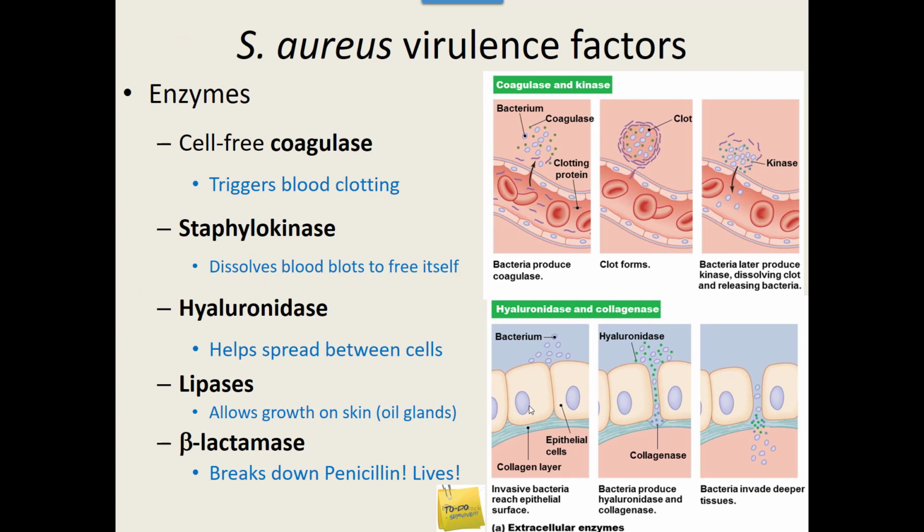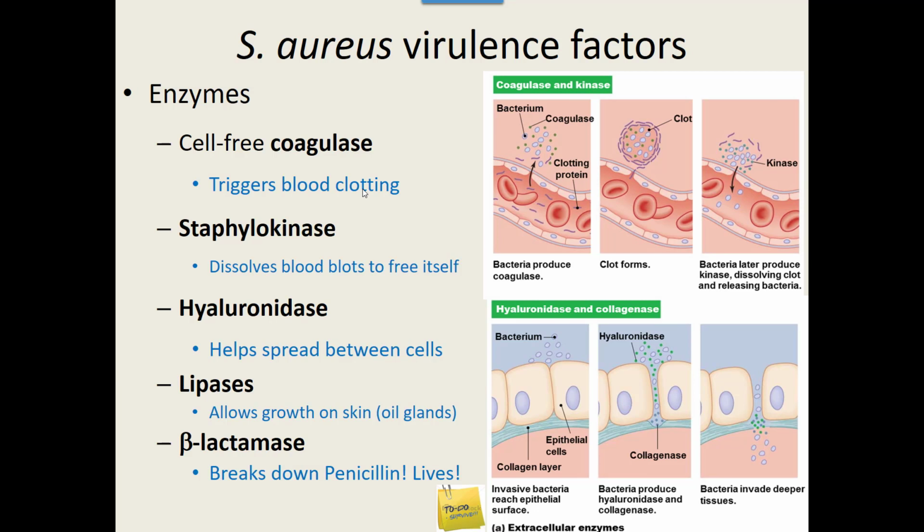It has a cell-free coagulase. So it's still a type of coagulase, same basic idea. You can still form clots for hiding. However, this can actually trigger blood clotting. Why is the blood clotting good for it? One, it can hide in some of these blood clots, but it also causes a detrimental effect to the human body, which allows the bacteria to thrive. It's one of those, if it can damage our body, usually that means it's going to be thriving.